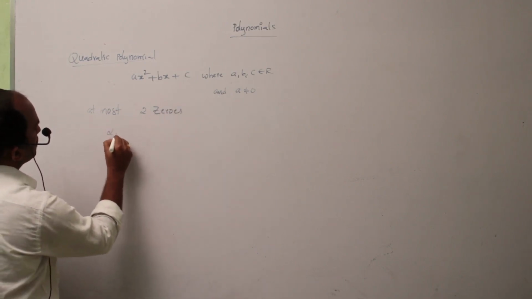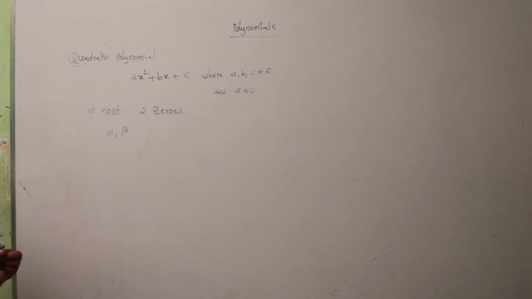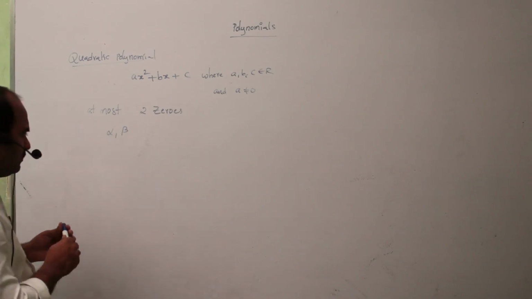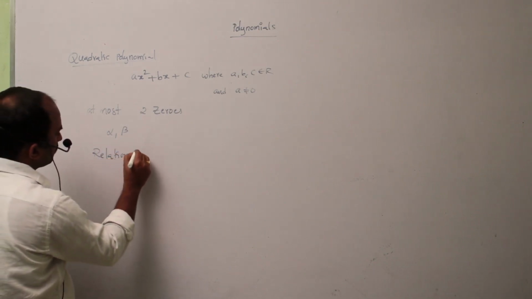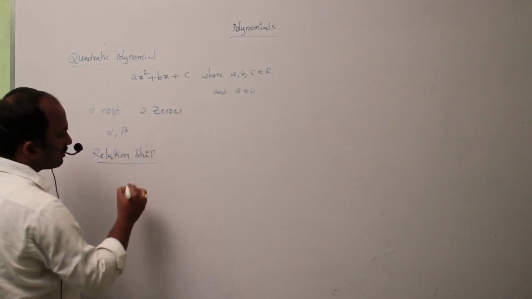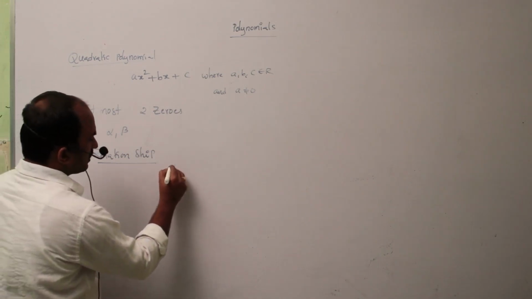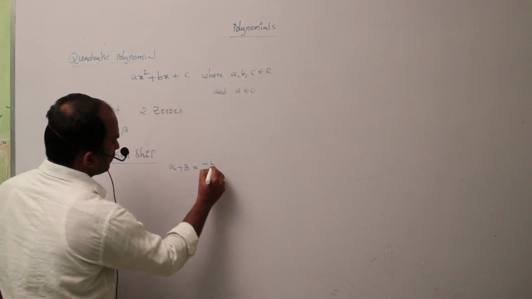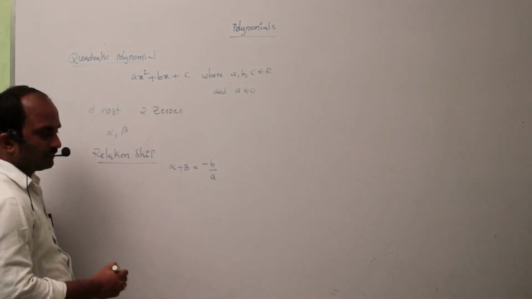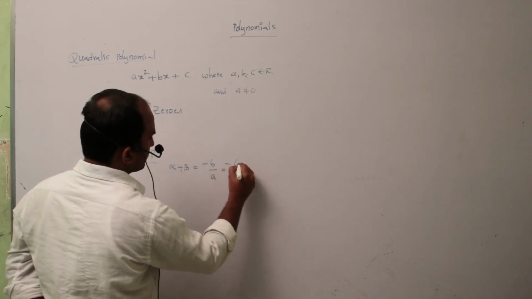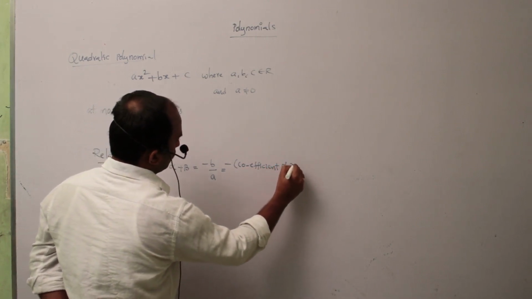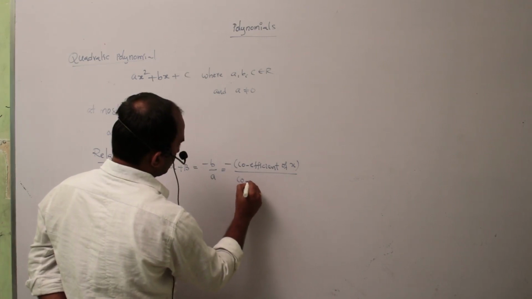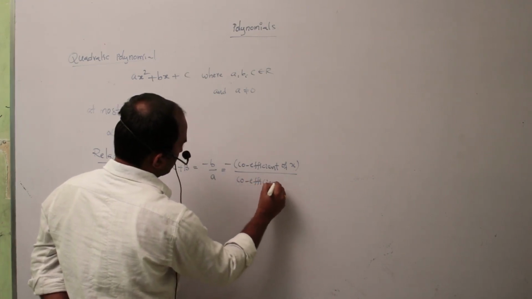Generally those zeros are represented by the letters alpha, beta. So here we get some relationships between the zeros and the coefficients of the polynomial. First one: alpha plus beta is equal to minus b by a. Minus b is the coefficient of x, and a is the coefficient of x square.